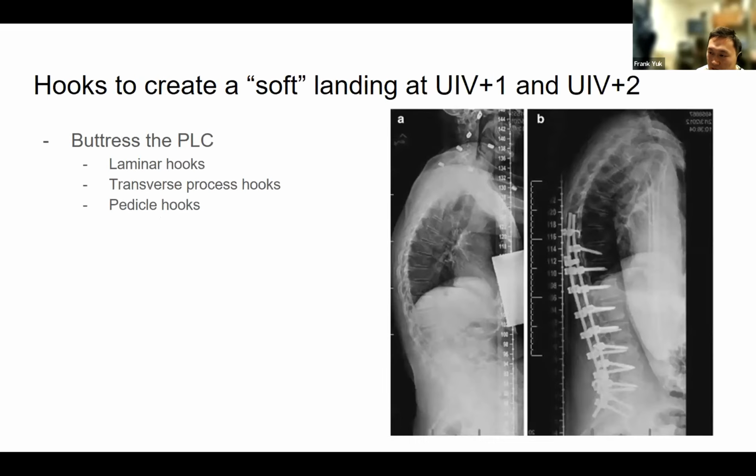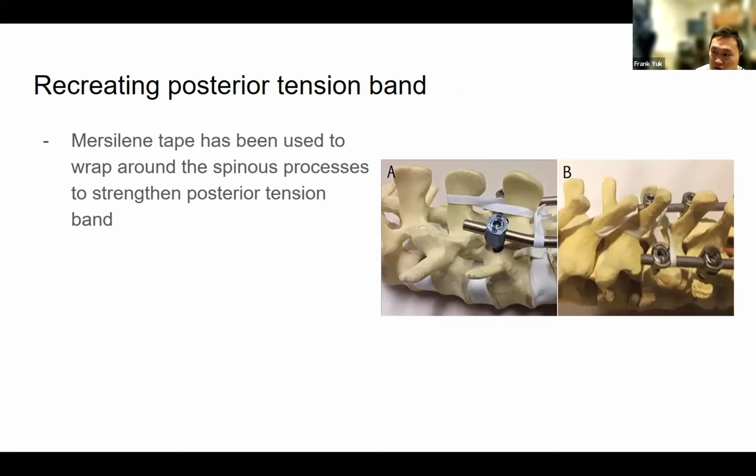the posterior tension band. One option is to create a soft landing at the UIV and UIV plus 1 and 2. That's usually laminar hooks, transverse process hooks, pedicle hooks. These are older instrumentation that existed before pedicle screws. However, they're coming back in deformity because you can create a much softer landing and spread the load across the top screw across a much softer laminar hook that allows some freedom of movement and prevents the upper instrumented level plus 1 from spondylolisthesing forward.